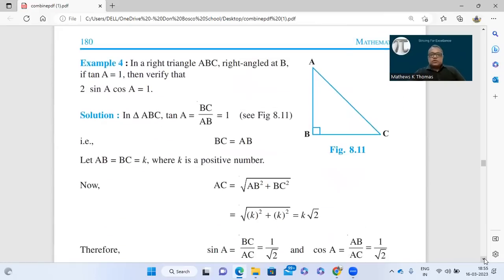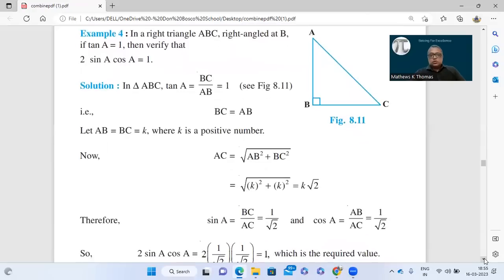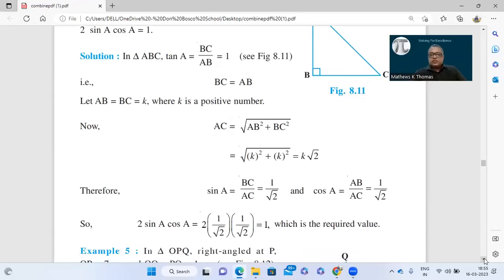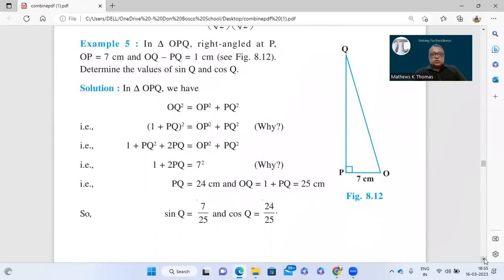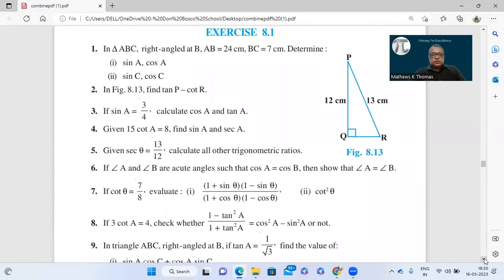So this example 4 is important. Prove that 2 sin A cos A is 1, tan A is 1. So if tan A is 1, that means the ratio of the perpendicular and base is 1. So you can find out the hypotenuse and solve this. So these examples, please go through this.